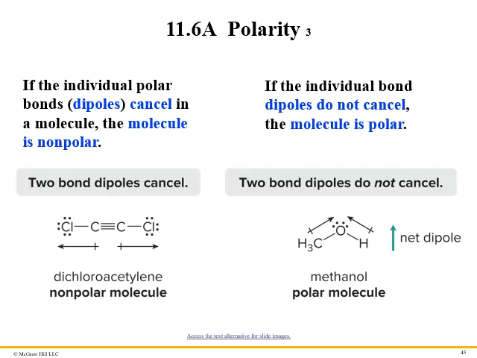If the individual polar bonds cancel, the molecule is non-polar. I think we saw that a few chapters back when we dealt with covalent structures. Here we added two chlorine atoms, but they are both negative, so they sort of cancel each other. When they do not cancel, then you have a polar molecule, just like in this case of methanol.